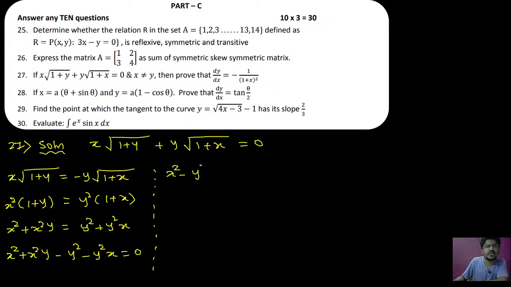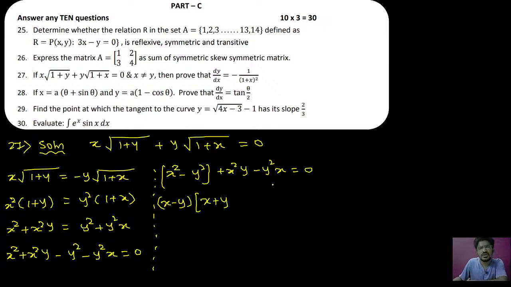You take x square minus y square as one term, and the other term is plus x square y minus y square x equal to 0. Now you can just take common terms from these two. It will be what? x minus y will be common. So the remaining term here is x plus y.